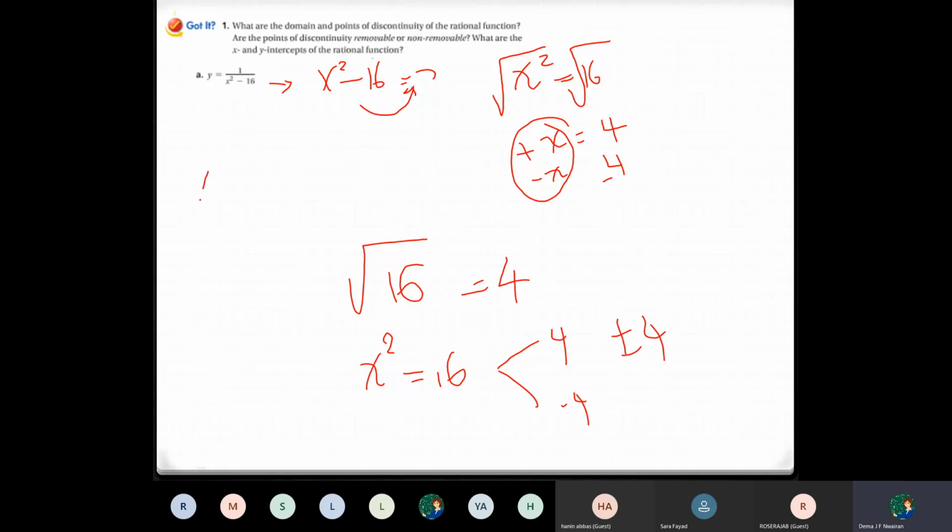So don't forget, if I told you x squared equals 9, x could be positive or negative 3. But if I am asking you about the square root of 9, it is only 3. Is it clear?